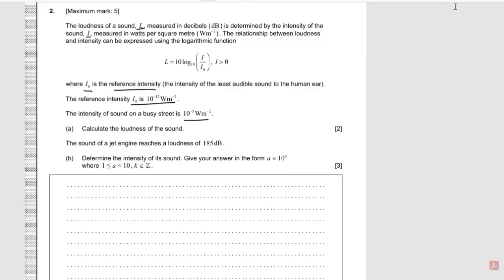So let's see. Part A, calculate the loudness of the sound. To do part A, we just need to substitute. We need loudness, which is L, 10 log 10. In place of I I can put 10 to the power negative 5. And in place of I naught, I can put 10 to the power negative 12. This is going to be 10 log 10. I can use indices to get 10 to the power 7. We know that since the bases are the same, we can subtract the powers.